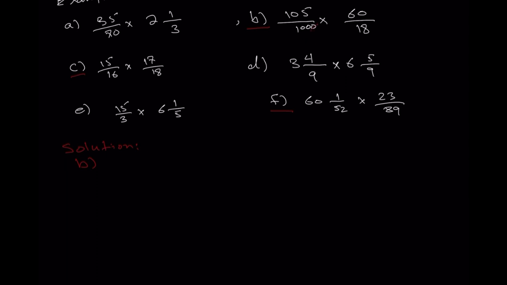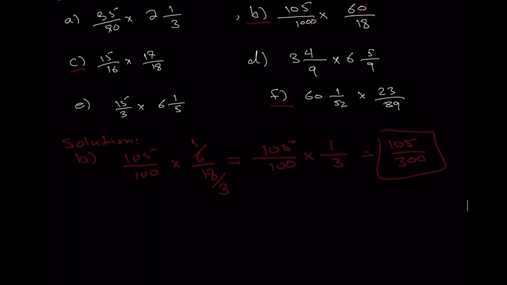See, I can take this 0 out in this one, so it'll give me 105 over 100 multiplied by 6 over 18. 6 over 18 is also reducible. 6 goes into 6 one time, 18 goes into 6 3 times. So 105 over 100 multiply 1 over 3. Multiply numerator by numerator will be 105 times 1 is 105. 3 times 100 will be 300. So this will be our new answer.